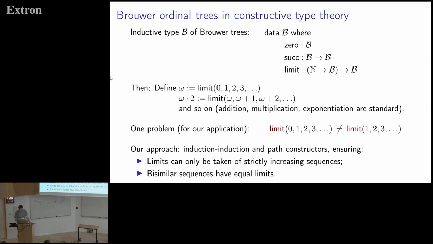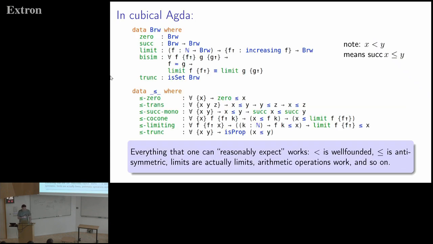So, we spent quite some time on trying to fix this without destroying other properties that we also want. And in the end, our approach, Fred's and Chuanxi's and mine, was to use an inductive construction with path constructors. And our compromise is that this limit constructor here can only take strictly increasing sequences. Here I show you the definition in cubical Agda, but the details don't matter. So really, the only important thing is, as I said, this limit constructor only takes strictly increasing sequences, and then there are a bunch of other constructors which ensure that essentially this type behaves like you would want it to behave.